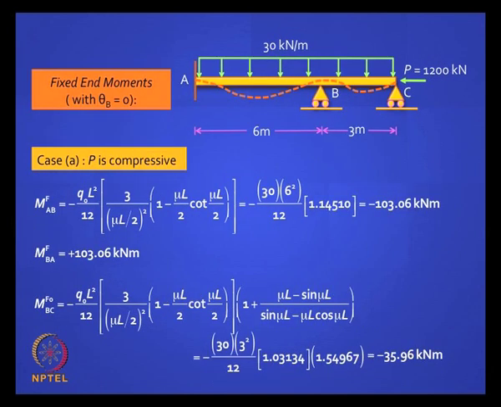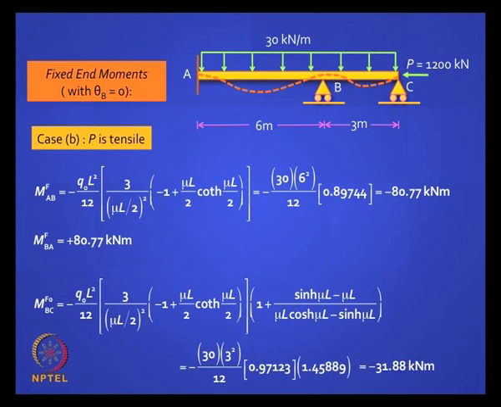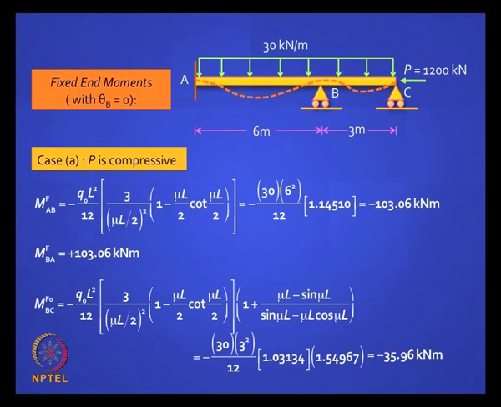When it is compressive, the first one is 103.06, when it is tensile it is 80.77. So there is a big difference on whether it is compressive or tensile, and also the magnitude of the force. And if it is just without any actual force, let us work it out, Q naught L squared by 12, can you do that? 30 into 6 squared by 12 works out to 90. So you see the default value is in between 80.77 and 103.06. So that is the kind of variation you can get in fixed end moment. Got it? Okay, let us proceed.